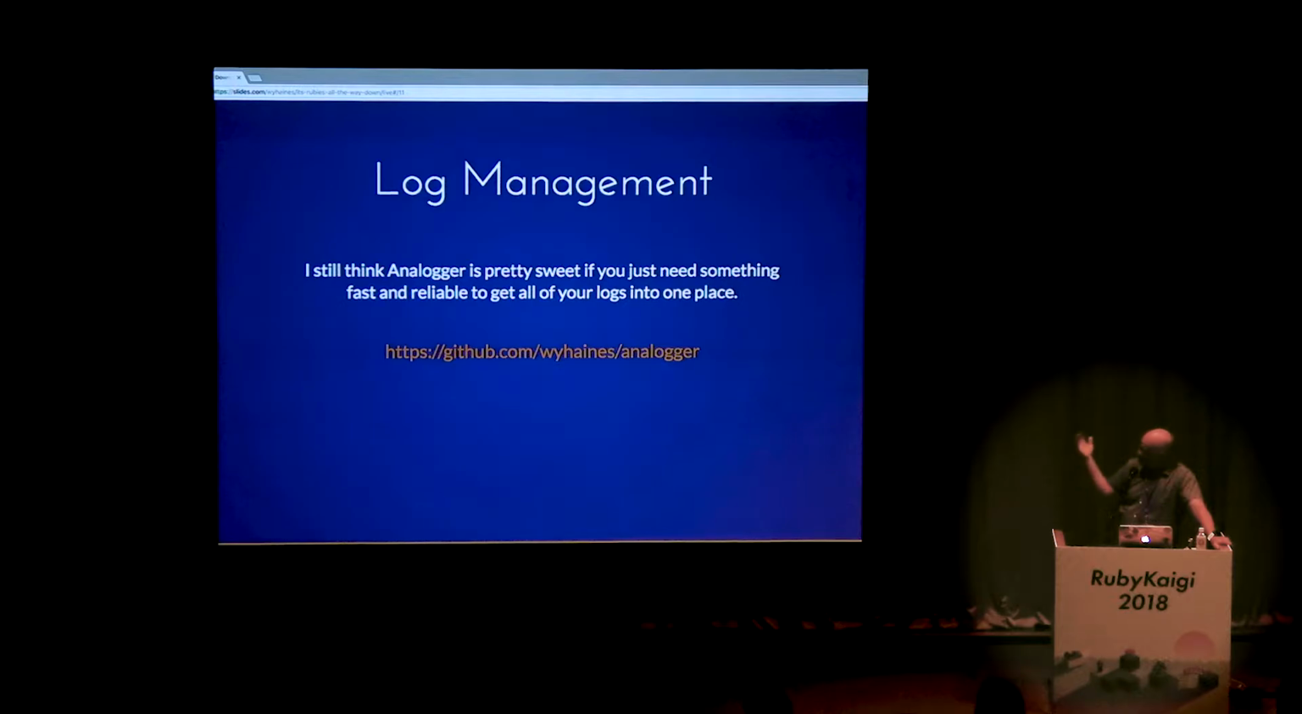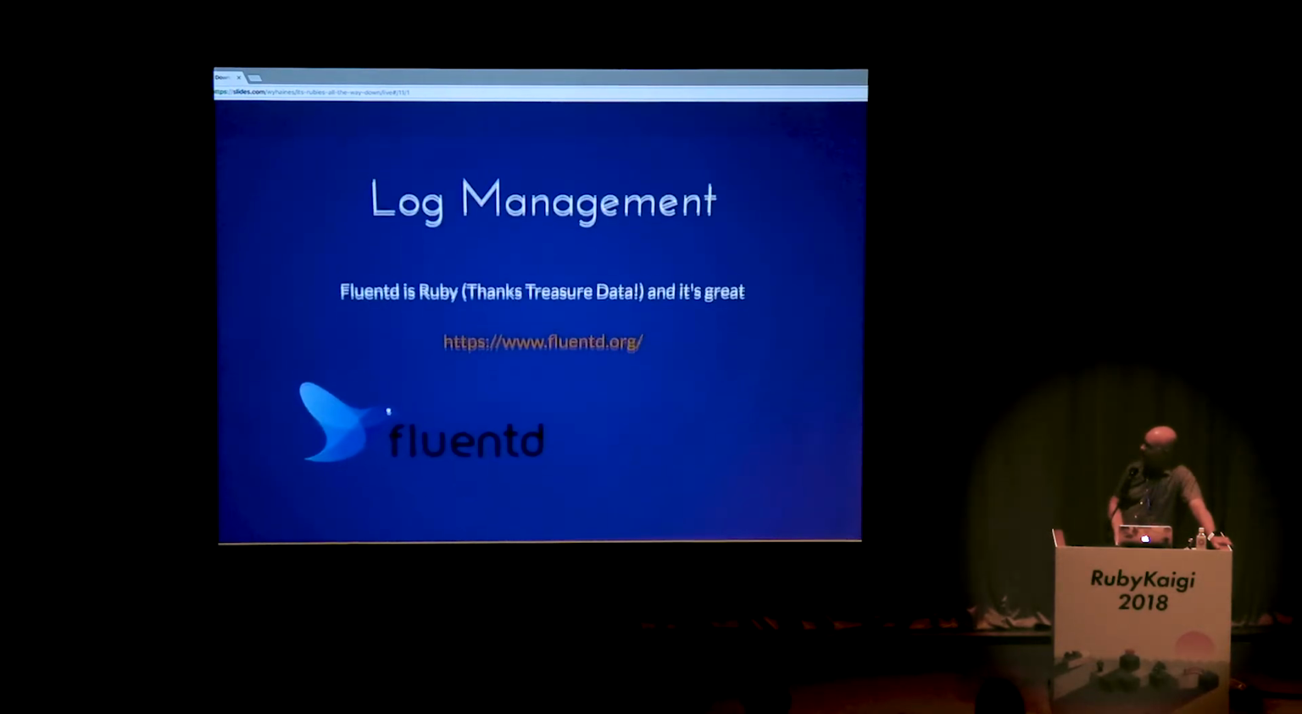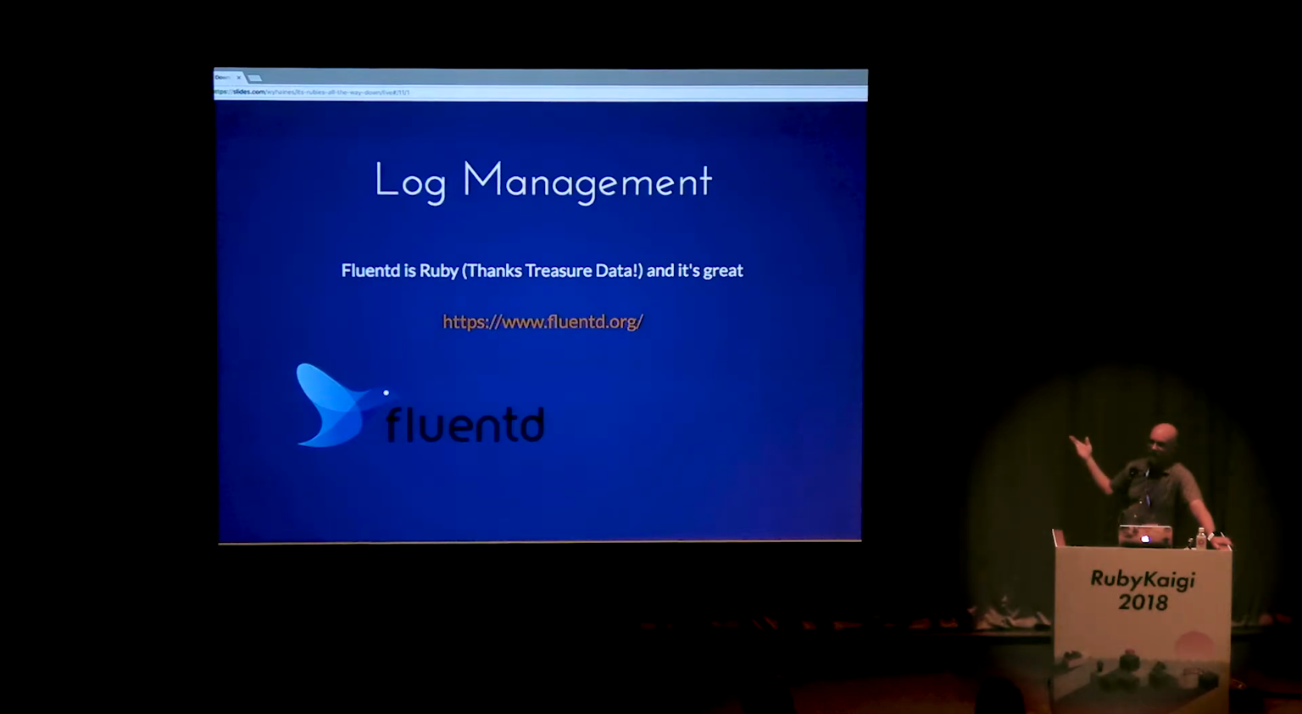Log management, I think covered that already. I think Analoger is a cool thing that nobody uses but me. But I think it's a cool thing and really demonstrates how you can use Ruby to do something quite quickly. And FluentD is also written in Ruby, and FluentD does all sorts of things. If you have lots of logs and you want to gather them together and you want to do things with them, FluentD is a pretty neat piece of software.